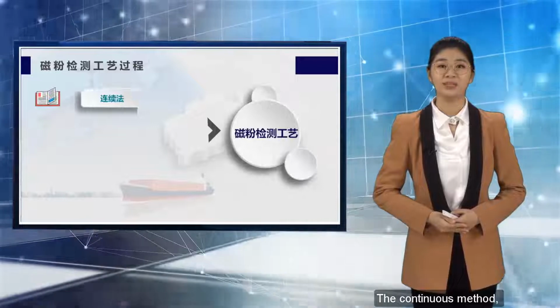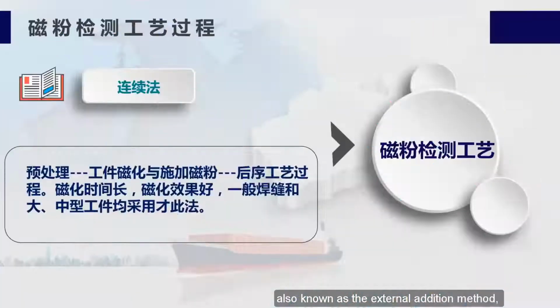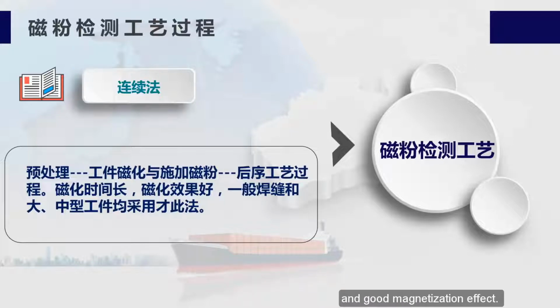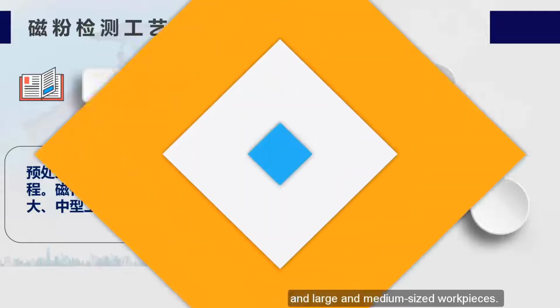The continuous method, also known as the external addition method, is a method of applying magnetic powder or magnetic suspension to the workpiece for magnetic particle inspection under the action of an external magnetic field. The continuous method has a long magnetization time and good magnetization effect. Generally, this method is used for welding seams and large and medium-sized workpieces.